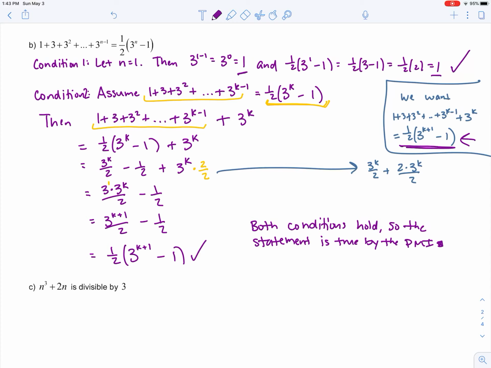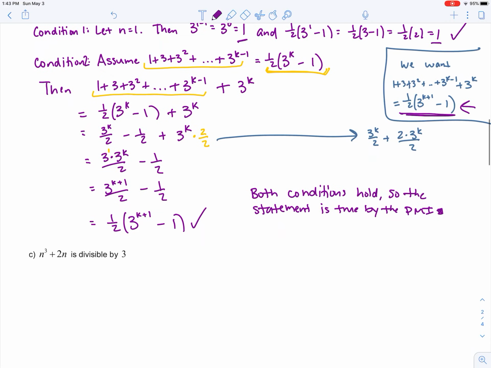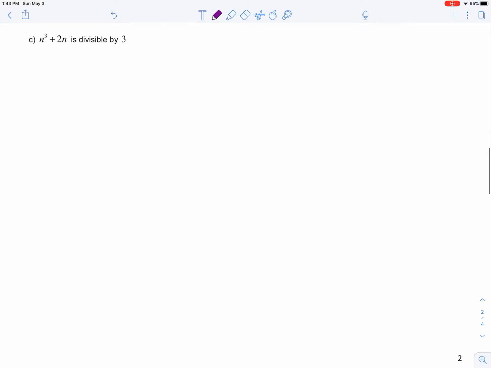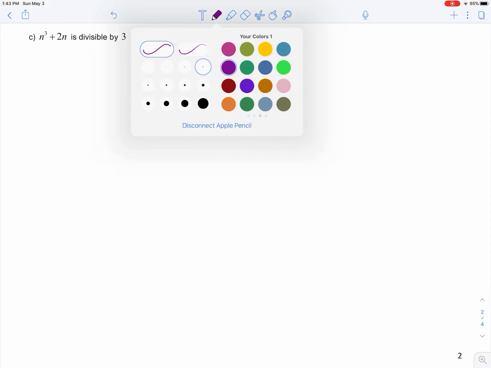We're going to try one more that is a little bit different. This one you'll see it's a sentence, but you can still use induction to prove this. n cubed plus 2n is divisible by 3. First of all, that's pretty amazing that that's true for any natural number n, but we're going to show it. So first we show it's true for n equals 1.